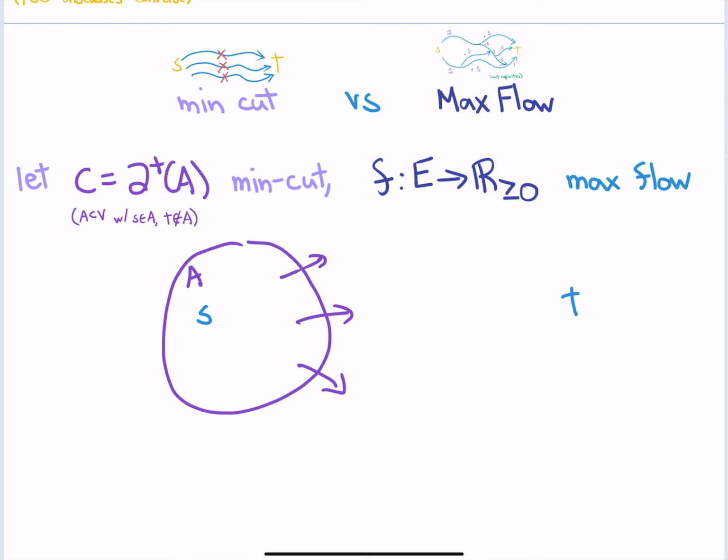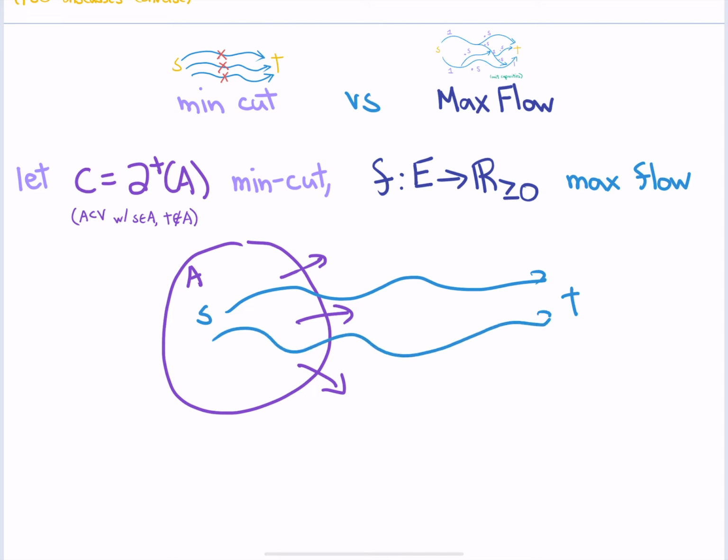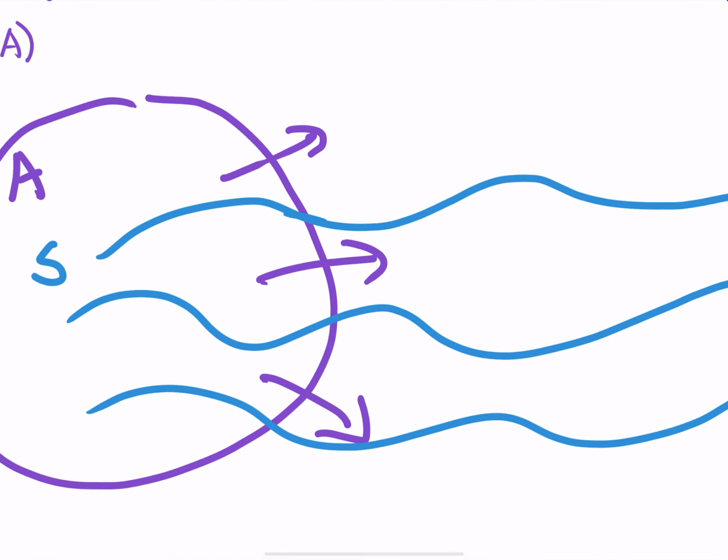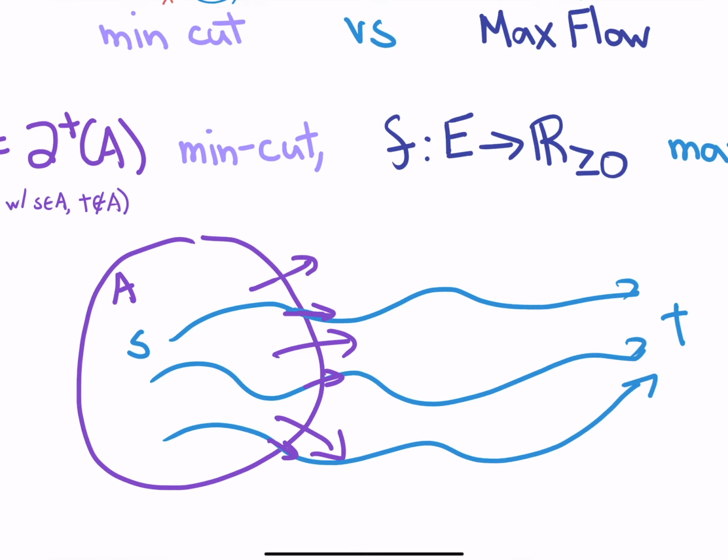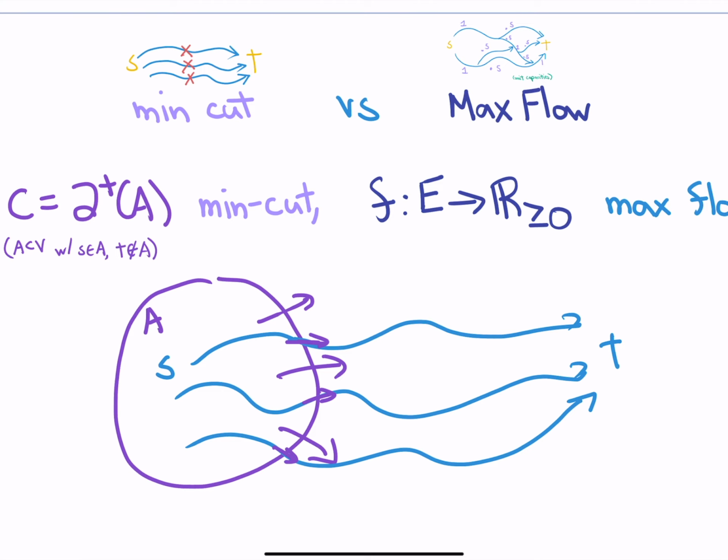Now we have some kind of flow going from S to T. But every time the flow goes across the cut, going from one side of the cut to the other, it's using up some capacity of some edge. There must be some edge like that where it's using up some of the capacity.